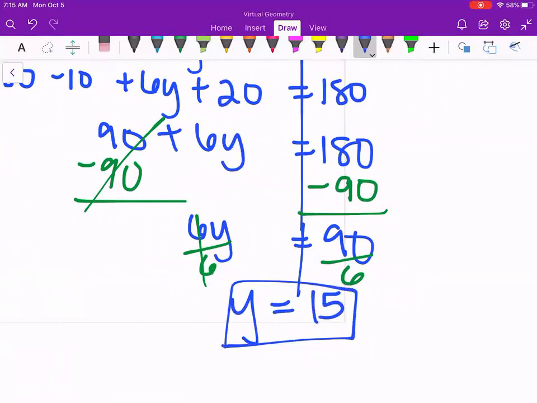And now we have all our values. And guys, we've seen how we can use algebra to help solve these pieces as long as we know what your relationship is for your angles.